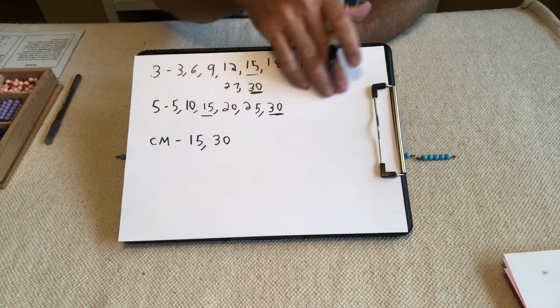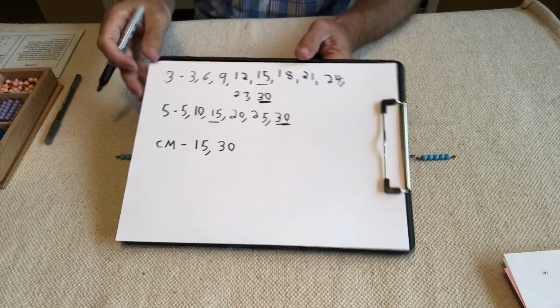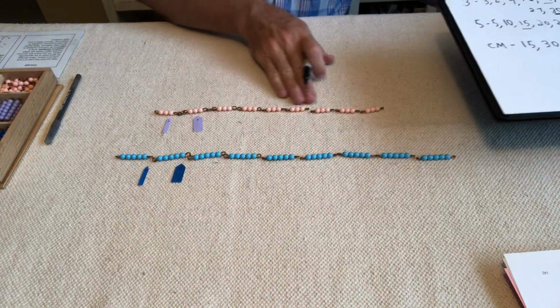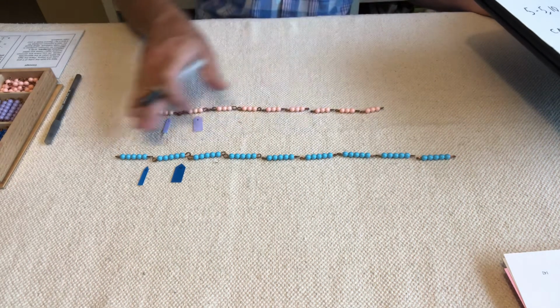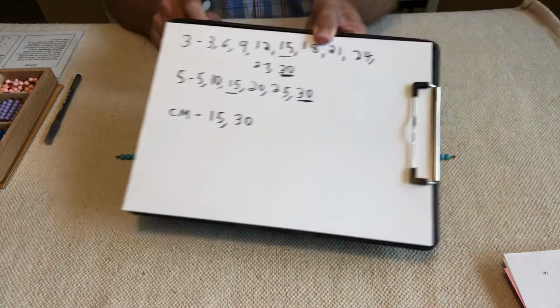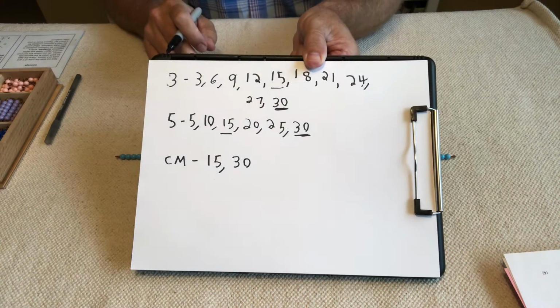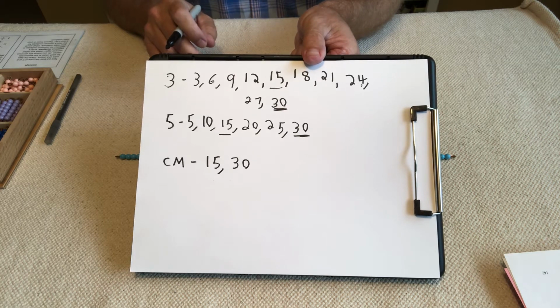We could just keep going, right? You could keep going on with the 3 beads. You could just extend this chain out as long as you wanted to, and with the 5 beads. And you'll find that there's lots of them, okay? So what I would like for you to do is find the next 4 common multiples for 3 and 5.